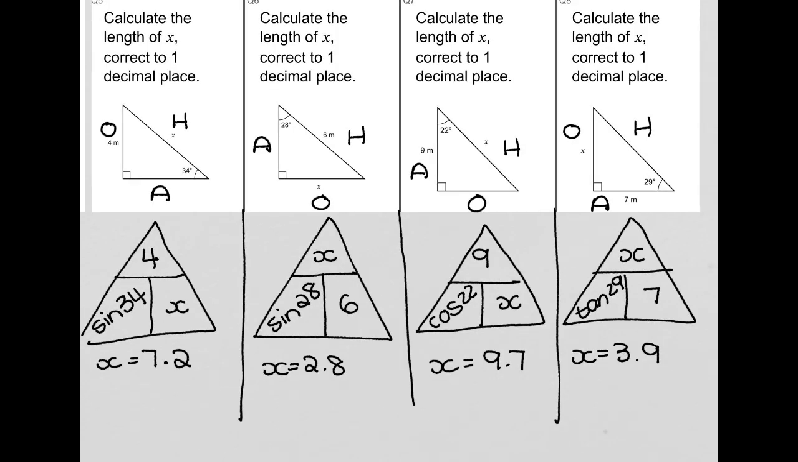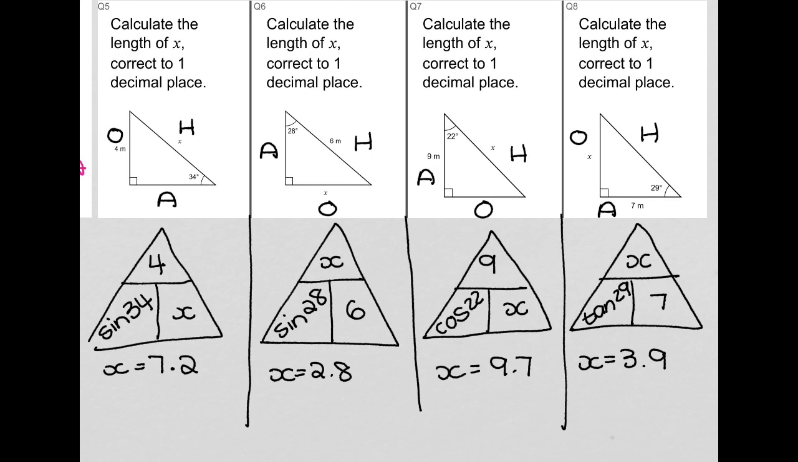All right, and here are the answers to these 4 questions. For question 5, I was using sine, and I was finding the hypotenuse, so it was a dividing question, and I got 7.2. For question 6, I used sine again, but this time it was a timesing question because I was trying to find the opposite, and I got 2.8. For question 7, it was a cosy cos. I was trying to find the hypotenuse, so I was dividing, and I got 9.7. And for the last one, it was a tan question. I was trying to find the opposite, and so I was timesing. Mark your work. Let's see how you did.